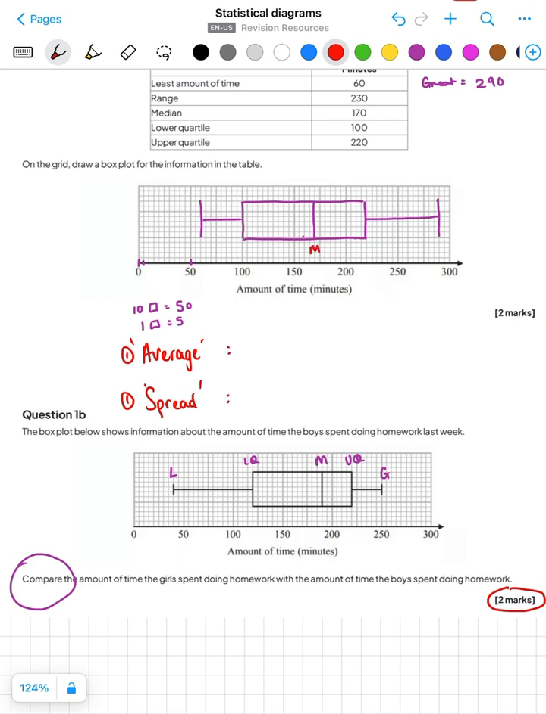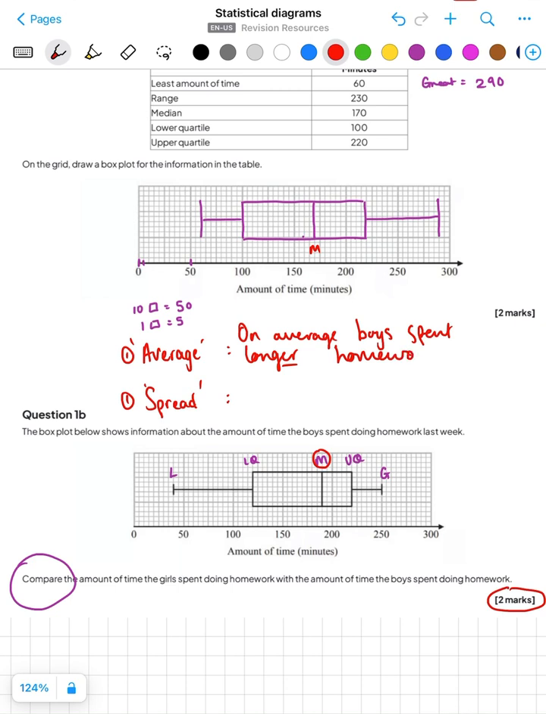Here's the median for the girls, here's the median for the boys. The scales are the same. We can see straight away that the median for the boys is higher. This means, on average, the boys spent longer doing their homework.